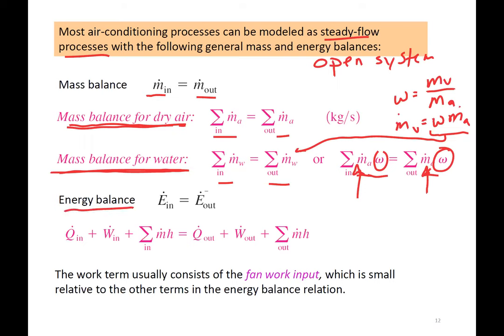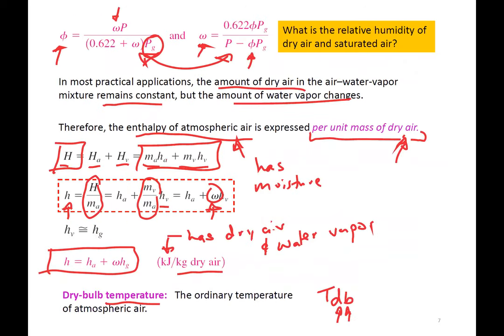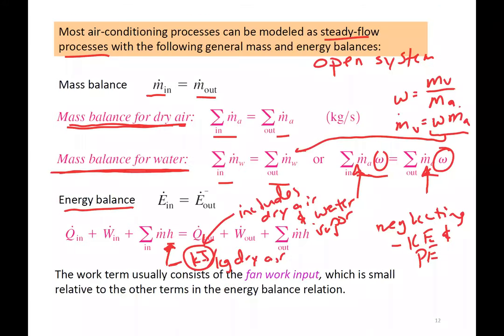Now, when we do our energy balance, we have our conservation of energy at steady state, and we see we're neglecting kinetic energy and potential energy, right? We have our heat, work, and the enthalpy here. If you remember, we defined this enthalpy in kilojoules per kilogram dry air. But this kilojoules part includes dry air and water vapor. Okay, it's this enthalpy we defined right here. So we only have one conservation of energy, but we use the enthalpy per kilogram of dry air. So then all we need is that mass flow rate for dry air.